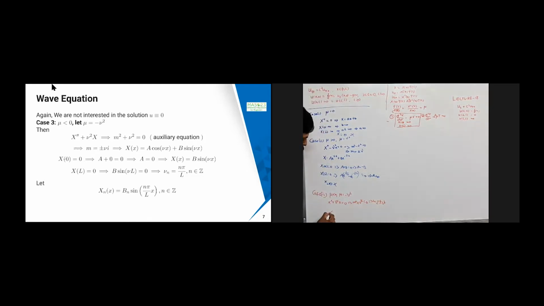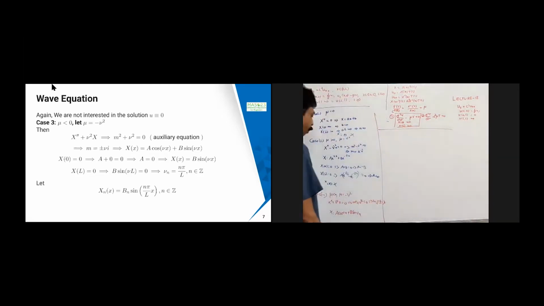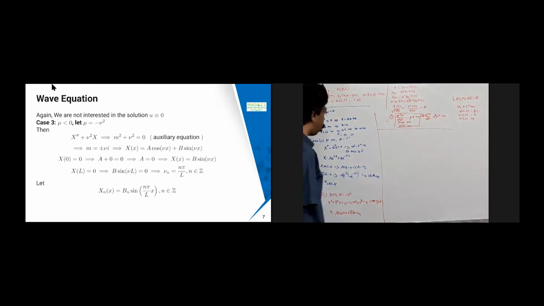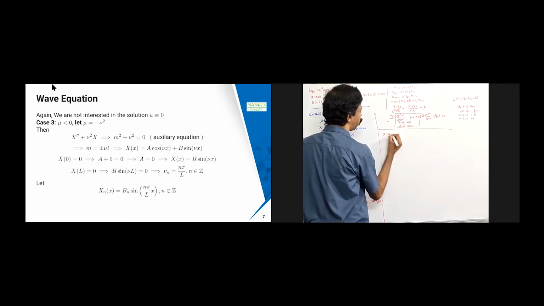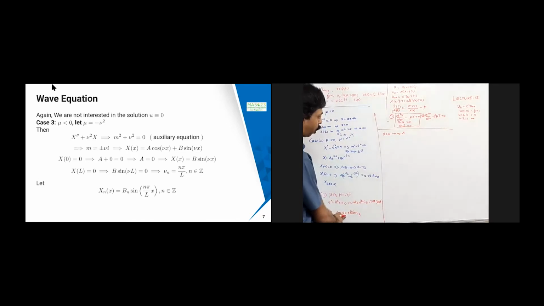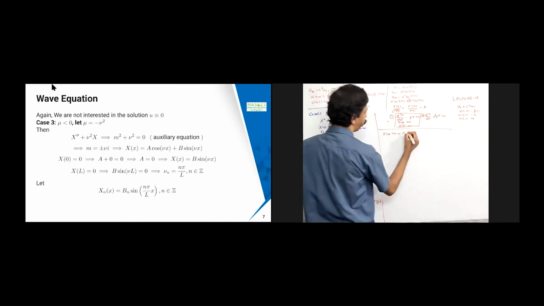Therefore, I am going to get x equal to a cos mu x plus b sin mu x. Now what I am going to do, I am going to use this one, where m is plus or minus mu i. So I am going to use x of 0 equal to 0, which implies I am going to get a cos of mu into 0, so that is going to become a plus b times sin 0, and sin 0 is 0. Therefore, you are going to get a equal to 0.